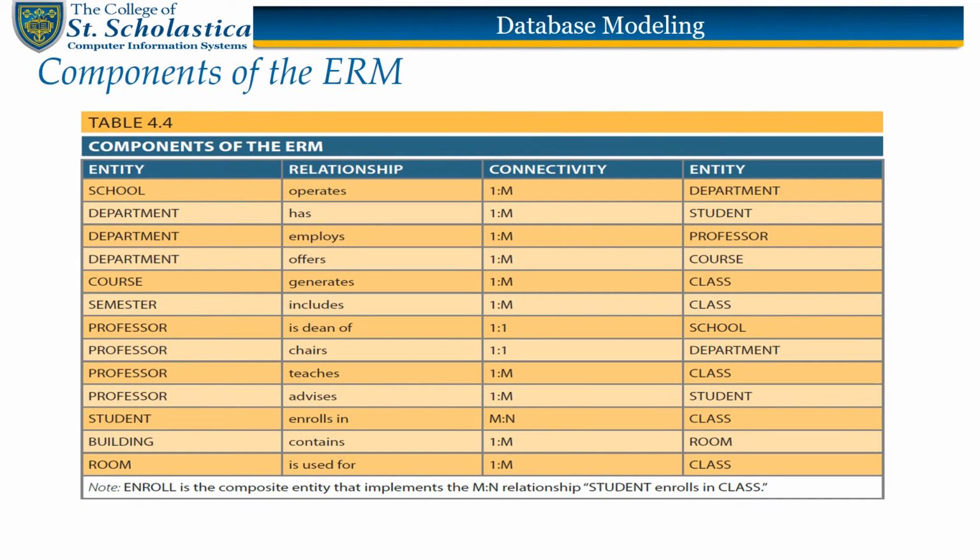Once you have discovered the relevant entities, you can define the initial set of relationships among them. Next, you describe the entity attributes. Identifying the attributes of the entity helps you to better understand the relationships among entities. Table 4.4 here summarizes the ERM's components and names the entities and their relationships.